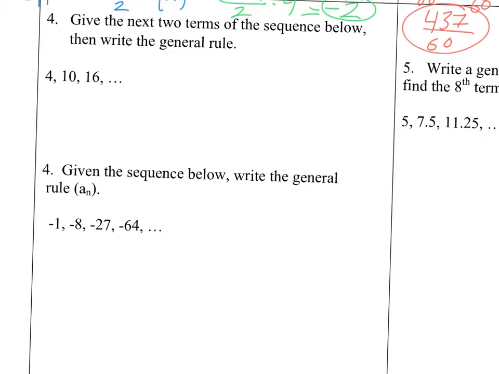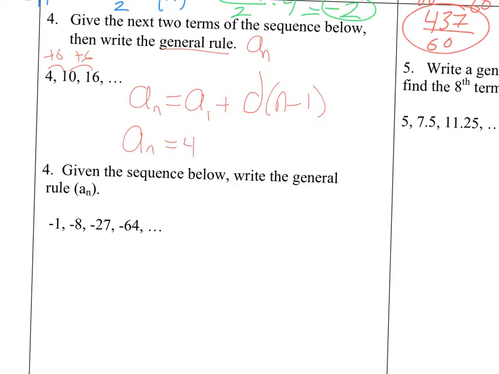For number 4, the first of the number 4s, we've got to write the next 2 terms of the sequence, then write a general rule. A general rule is going to be a sub n, and we're going to use an explicit formula, not a recursive, for this problem. I'm going to look here, and the first thing I look is, what am I adding? Plus 6, and oh good, that works for both of those. So this is arithmetic. We know my nth term is the first term plus the common difference times n minus 1. That's the shortest way to write this. In other words, a sub n is equal to 4 plus 6 times n minus 1.